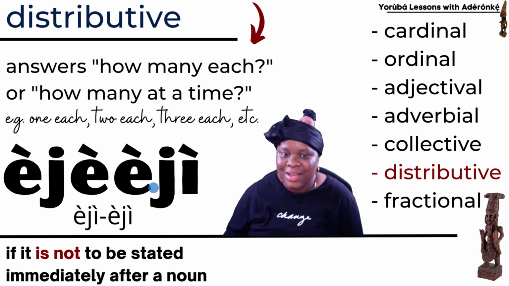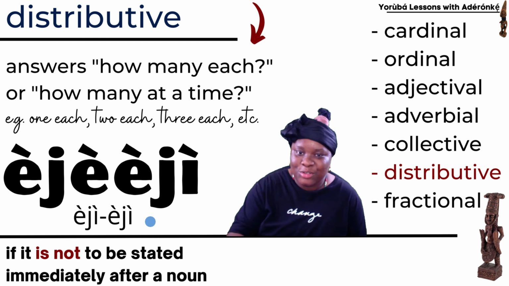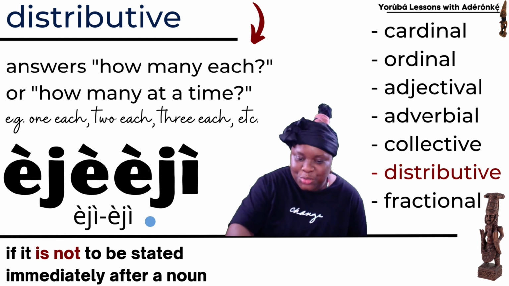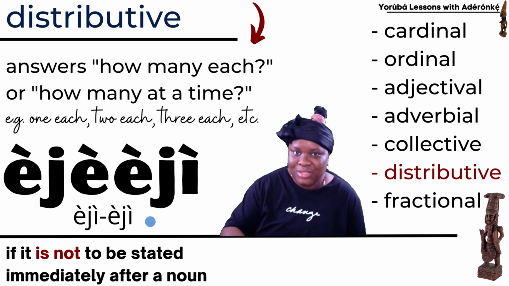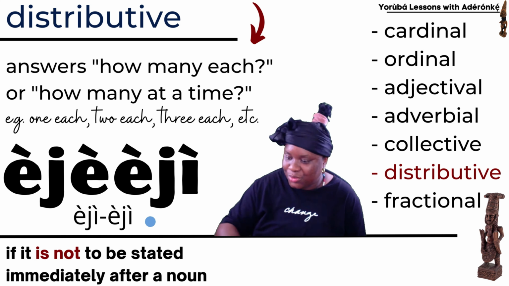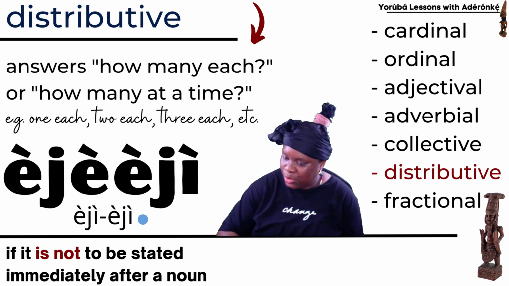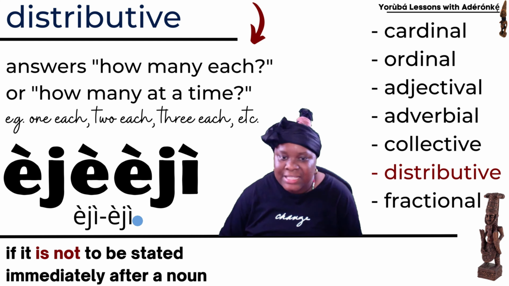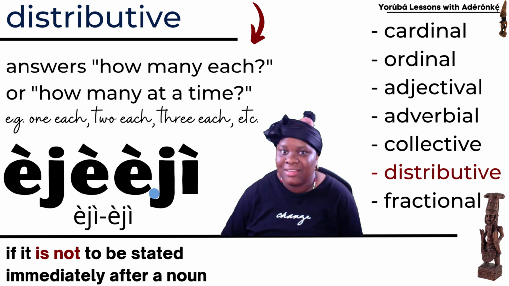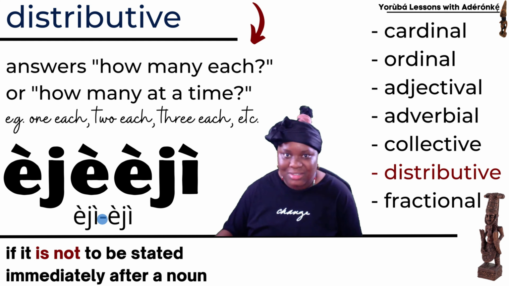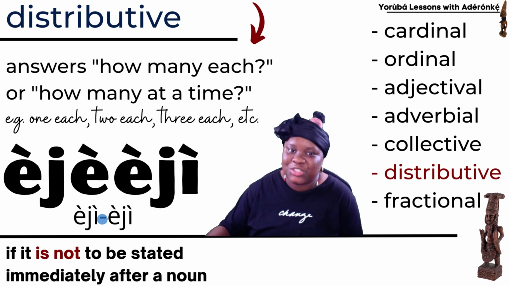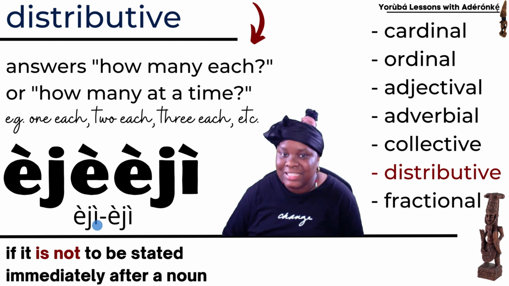Èjèèjì is how to express that. Èjì. It's like saying 2. They got 2 each. 2 2. It's AG, 2 2 combined. AG came from saying 2 2. 2 each. How many at a time? 2 each. That's the distributive form.